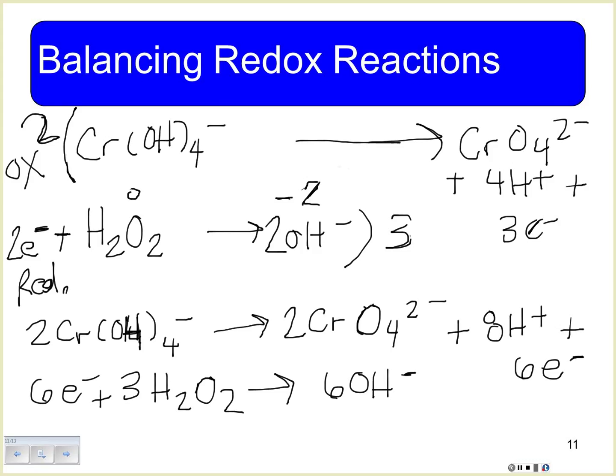Okay, so now we simplify. So we look for common terms on either side of the equation. Okay, so we know that our electrons have to cancel out. Does anybody else see anything that could cancel? Looks like the electrons are the only things that are identical there.